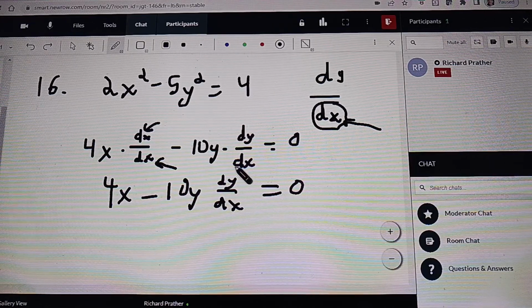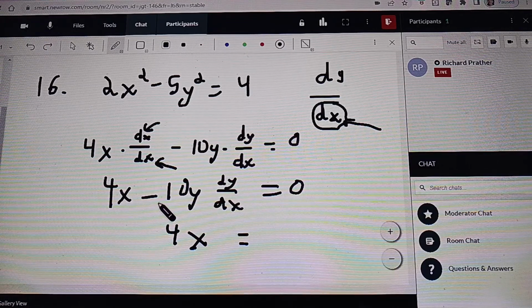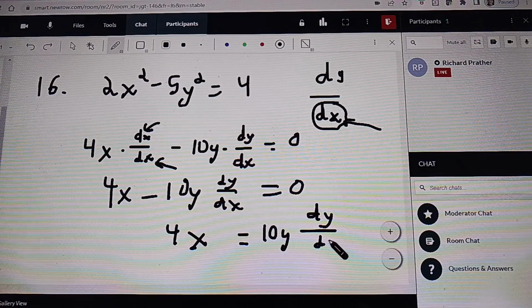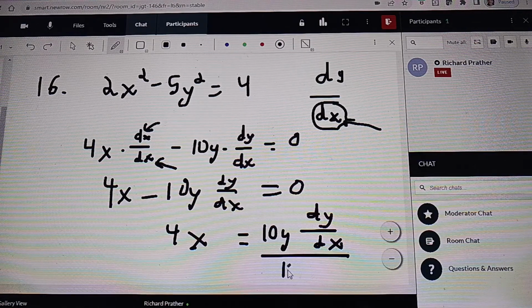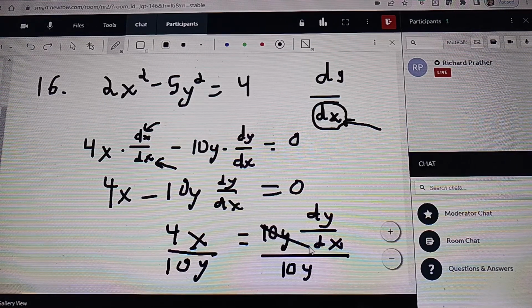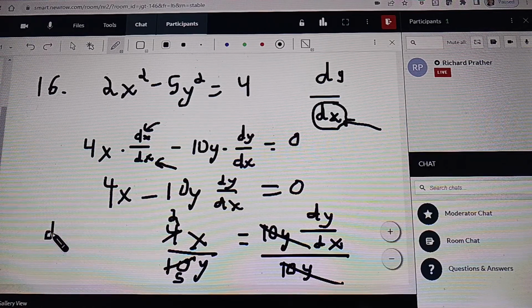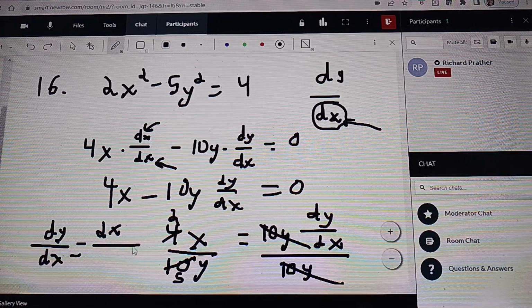Now you just want to solve for dy over dx. You could subtract the 4x over, or I could even add this negative over to the other side. Usually that's what I do, is when one's negative, I would just move the negative over to the other side. That'll make it positive at least. Then you don't have to deal with negatives. Divide by everything but the dy over dx. dy over dx, the derivative of y with respect to x equals 4x over 10y. I could reduce this to 2/5 also. So dy over dx equals 2x over 5y.